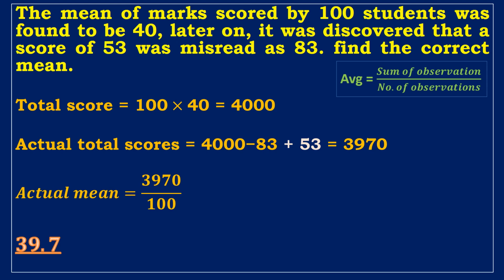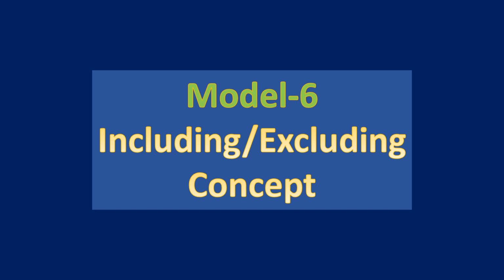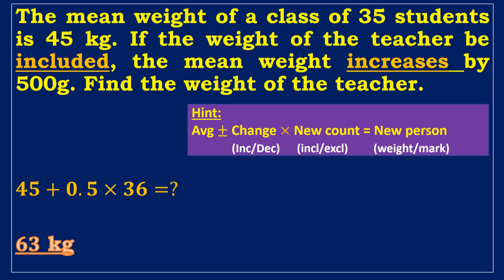In Model 6, the concept of including or excluding certain observations or data points is often used when calculating averages. Let's look at some examples of this average concept. The mean weight of a class of 35 students is 45 kg. If the weight of the teacher is included, the mean weight increases by 500 grams. Find the weight of the teacher.